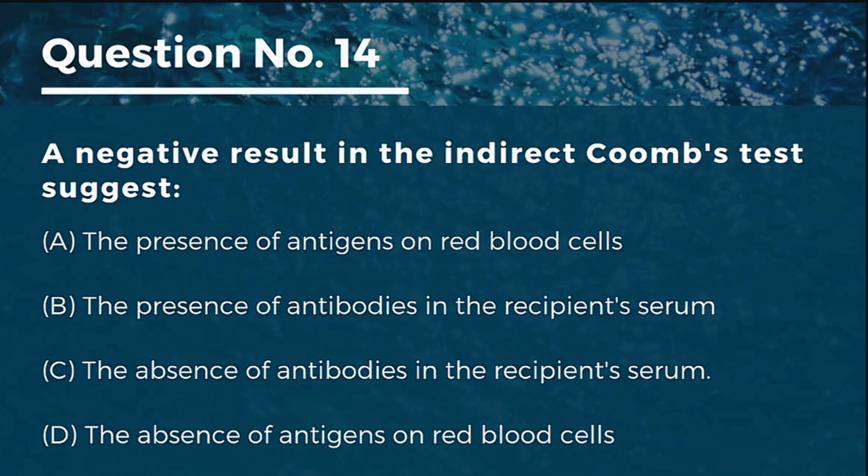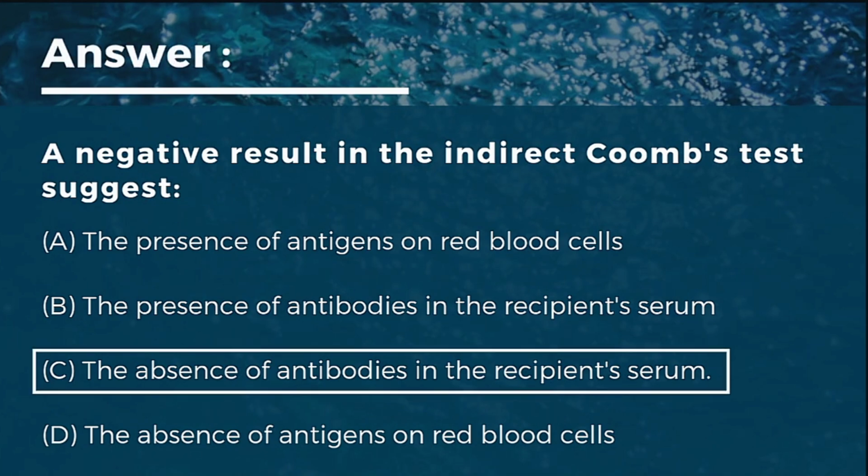Question number 14. A negative result in the indirect Coombs test suggests. Option A, the presence of antigens on red blood cells. Option B, the presence of antibodies in the recipient's serum. Option C, the absence of antibodies in the recipient's serum. Option D, the absence of antigens on red blood cells. The correct answer is option C, the absence of antibodies in the recipient's serum.